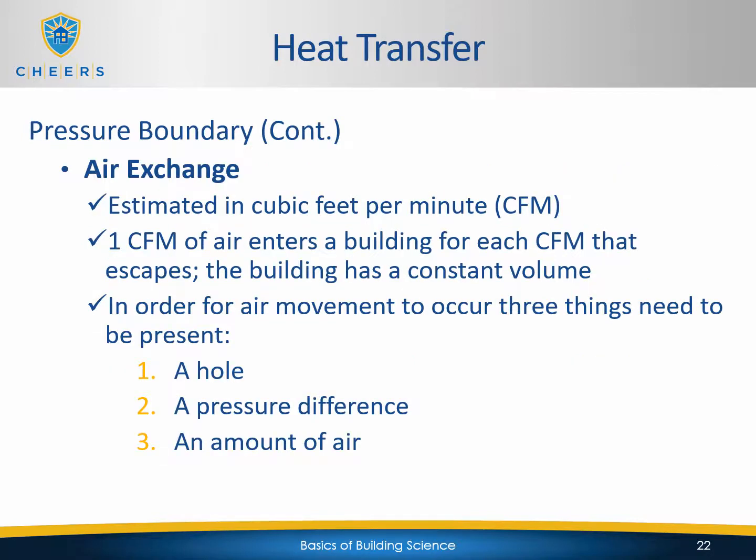Now, air movement within the house can be calculated in air exchange. So that's a unit of measurement. It's estimated in cubic feet per minute. 1 CFM of air enters a building for each CFM that escapes. The building is a constant volume. So basically, if you have air leaking in from somewhere, there's an equal amount of air leaking out somewhere else because it's a constant flow.